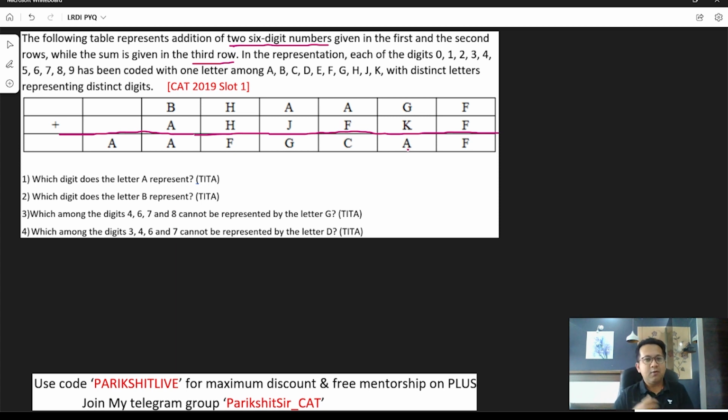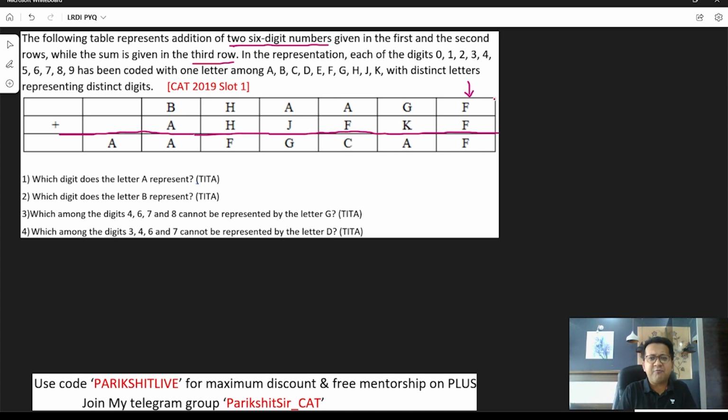Fine. Now have a glance. Where do you start from? You have so many alphabets. How do you start? If you observe closely, probably the rightmost column is easy to get started with. Why? The reason being you are adding up two digits and the answer continues to remain the same. Can you see? F plus F is giving you F. What is the possibility? Think about it.